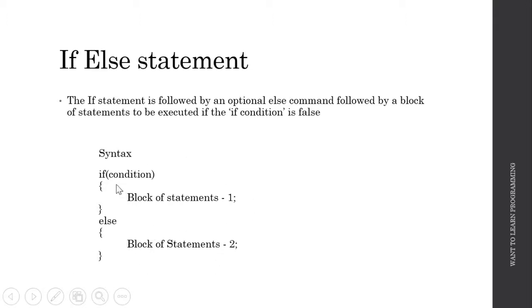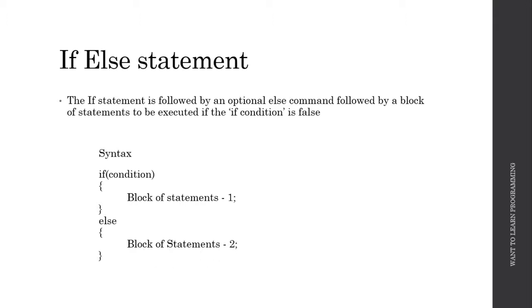So what happens is, when the compiler reads this if and condition, it checks whether the condition is true or false. If the condition is true, then block of statements 1 is executed. If the condition is not true, that is, if it is false, then it goes to the else block and executes the else block of statements.